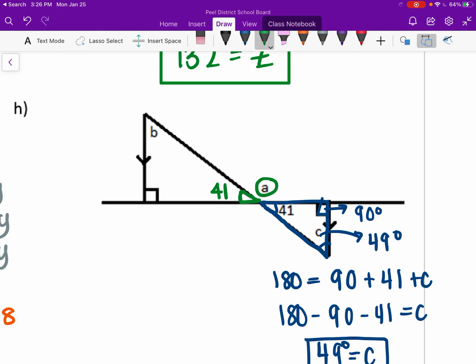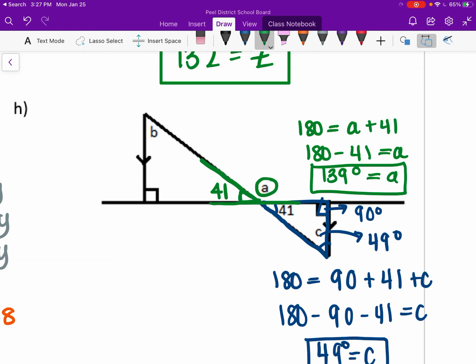We have that at 41 degrees. Now, if I have that at 41 degrees, I know that this is a straight line here as well, that these two angles are lying on. So I know I can do 180 equals A plus 41. If I want to get A by itself, I'm just going to do 180 minus 41 equals A. So let's do that. 180 minus 41 is going to give me 139. That means 139 degrees is equal to angle A.